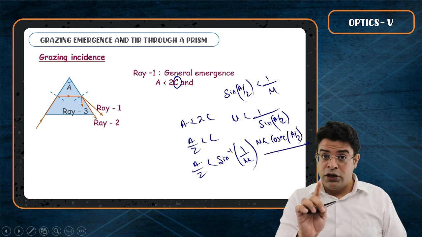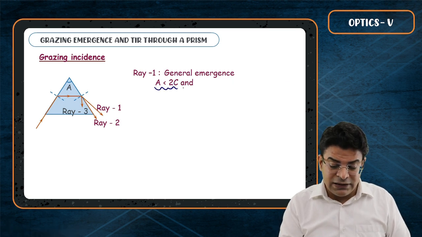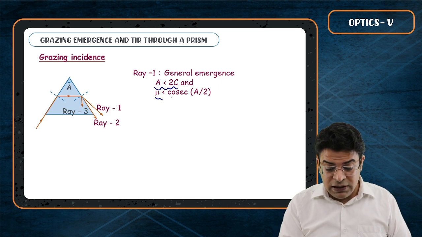I'm not going to do it twice again. Okay, so this is the procedure. So if A is less than 2C, then mu has to be less than cosec A by 2.